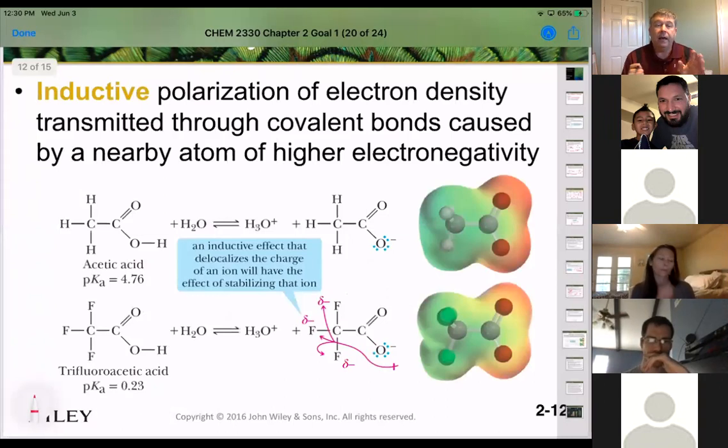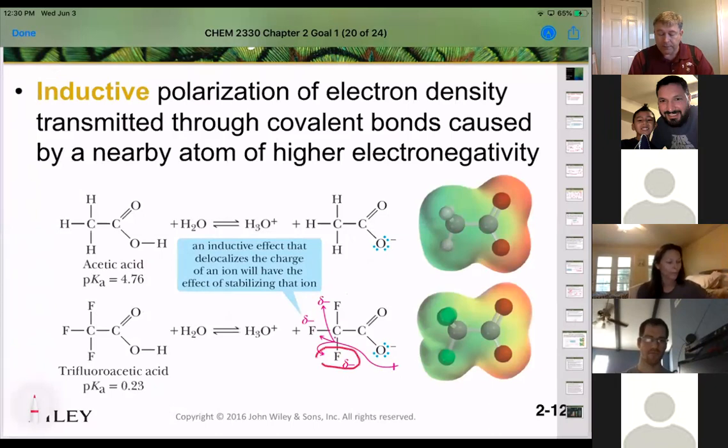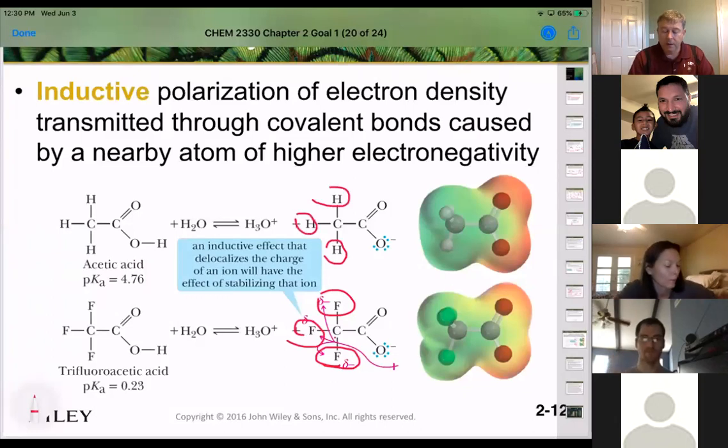All right, now we have what we call the inductive effect. And the inductive effect is all about having high electronegativity atoms nearby, but not bonded directly to the atom that has the proton on it, okay? So in this case here, we have these fluorines right here, and fluorines are more electronegative than hydrogens here. Remember, fluorine is 4.0, hydrogen is 2.1 electronegativity. So these are twice as electronegative, okay? But if it was bonded directly to the oxygen, that wouldn't be an inductive effect. That would be a different type of bond.